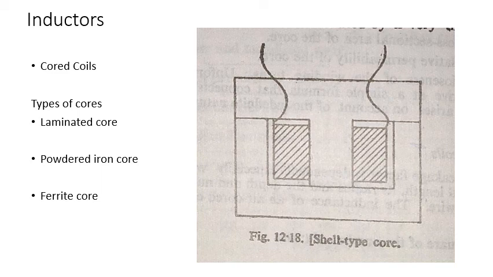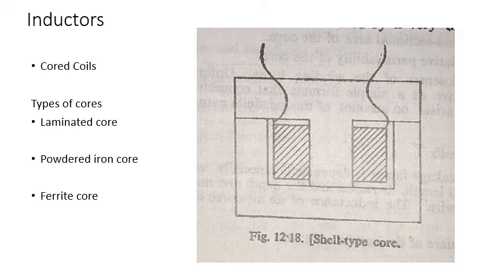The transformers for audio frequencies are generally made with a laminated iron core, and the figure shows the shell type core formed with a group of individual laminations. Now the second one is the powdered iron core. To reduce eddy currents in the iron core of an inductance for radio frequencies, powdered iron is generally used, and it consists of individual insulated granules pressed into one solid form.